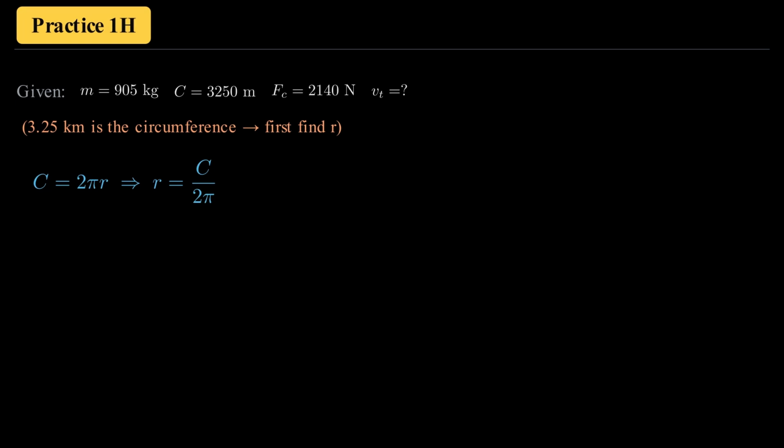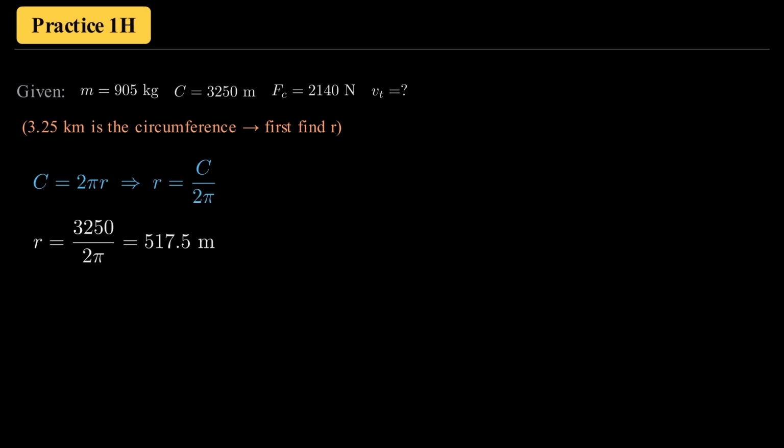So divide both sides by 2 pi. R is equal to C divided by 2 pi. Now r is equal to circumference, 3,250, divided by 2 pi. Calculated and you're going to get 517.5 meters. Now just apply the numbers in the equation.